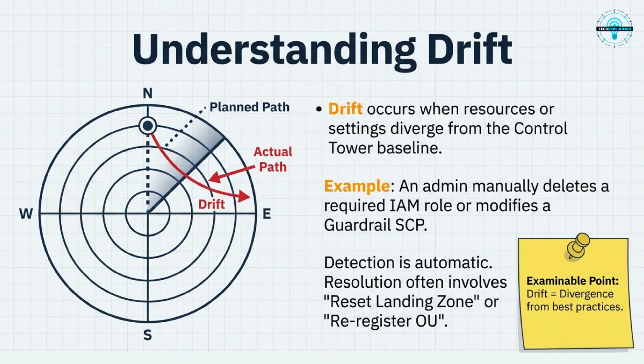When drift is found, you have 2 options: investigate what changed and correct it manually, or use the re-register OU feature to bring things back in line automatically. The key takeaway: drift doesn't break everything immediately, but left unresolved, it erodes your governance over time. Catching and fixing it quickly is essential.